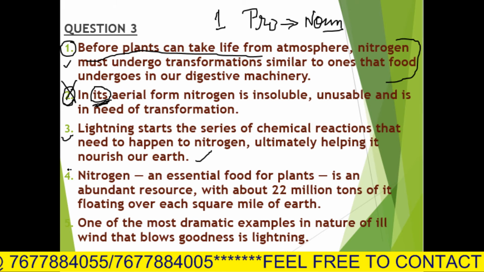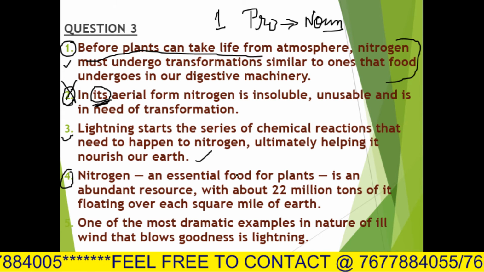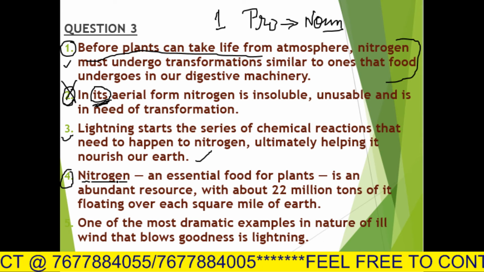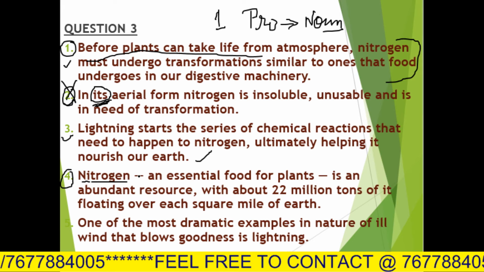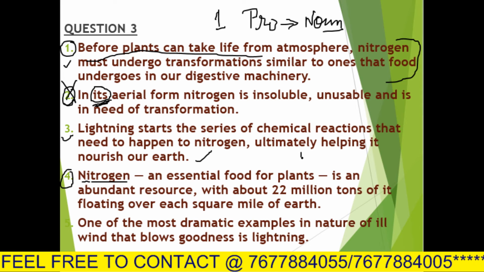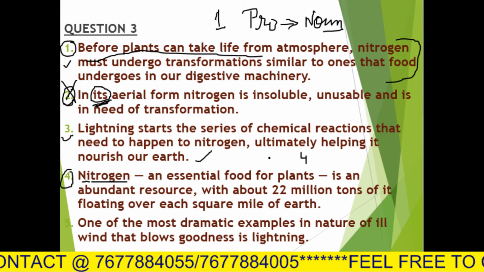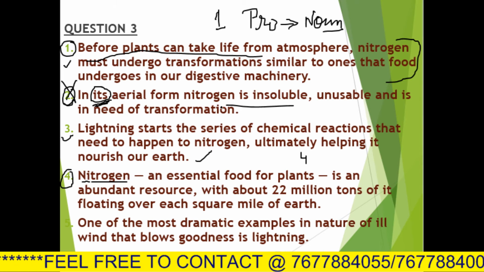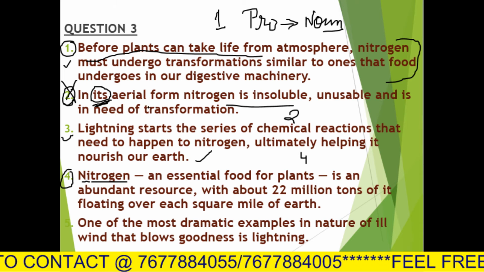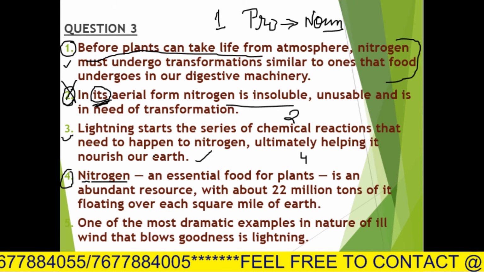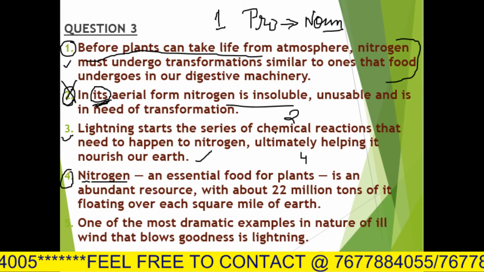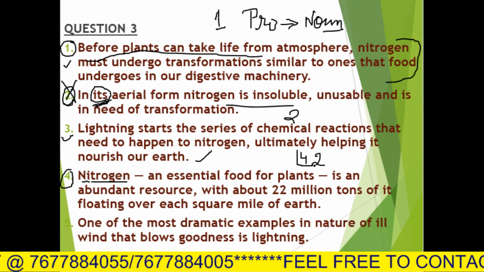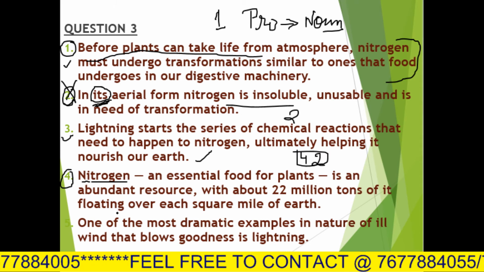Let's move on. "Nitrogen, an essential food for plants." This is the introductory part of nitrogen. Whenever we are talking about nitrogen, this introduction will come first, then something will be said about nitrogen, like nitrogen is insoluble. Sentence 2 represents the qualities of nitrogen, so 2 will be used after 4, and this will be the mandatory pair.